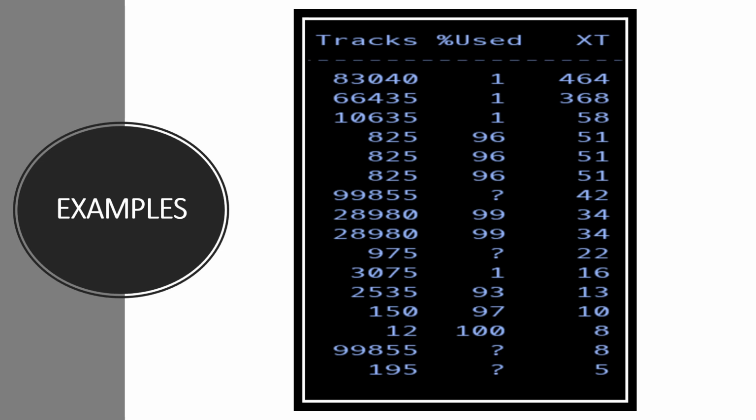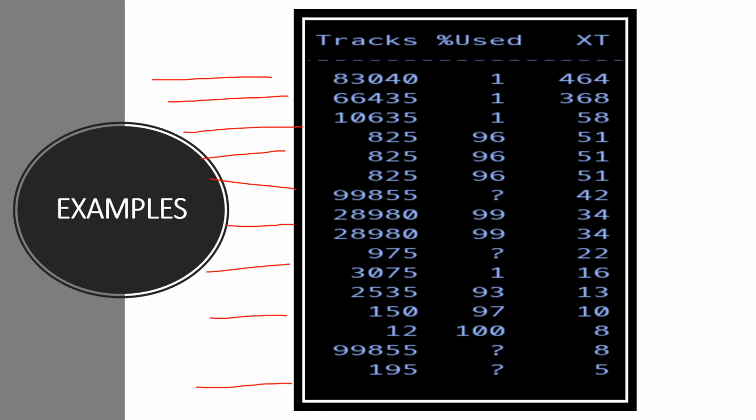These are some basic examples which I took. If you see here, these are some of the data sets. This is some ABC data set. These are the data sets which are allocated with this many tracks, with this much percentage used, and this many extents. So normally the confusion is, people may get confused in the starting. I would think like that.